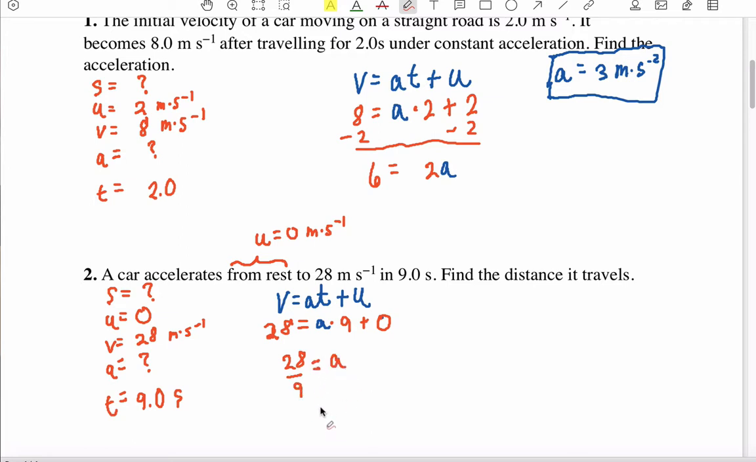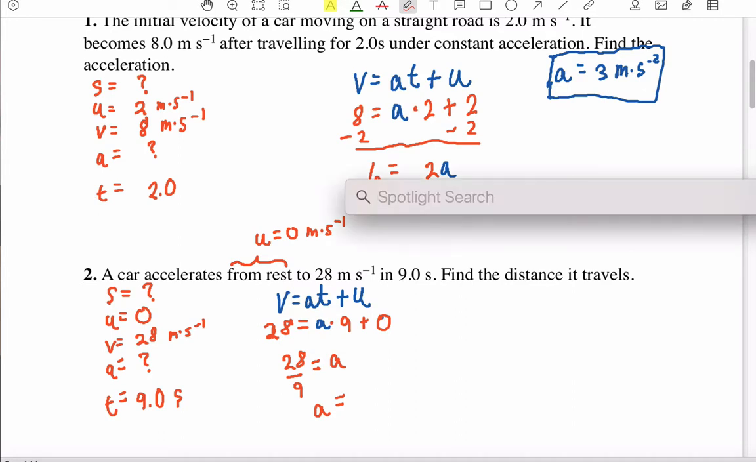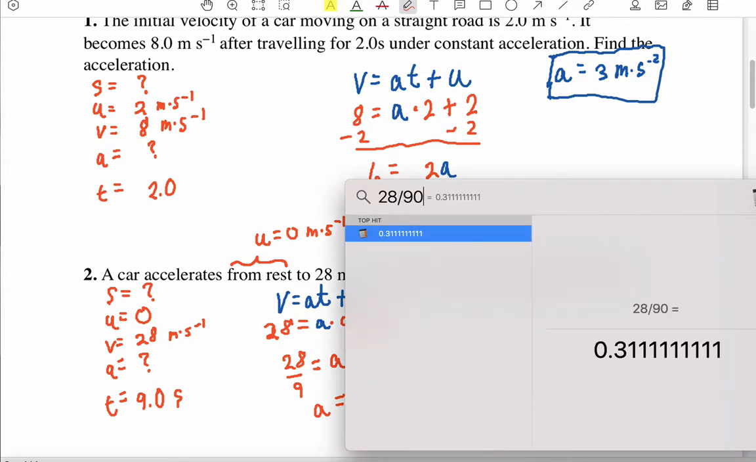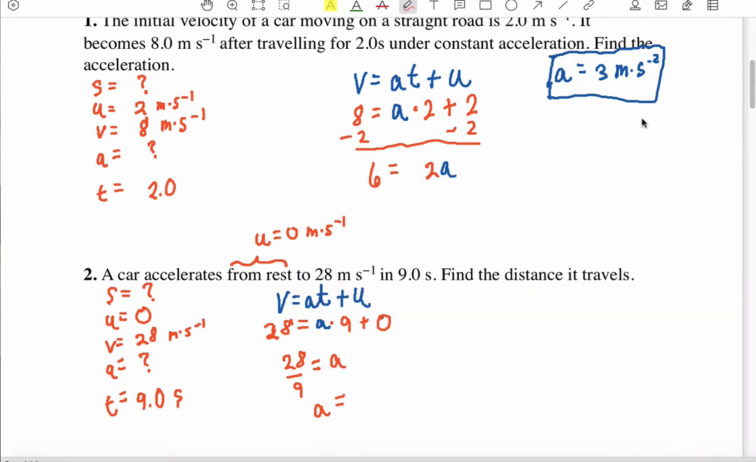I'm going to take that out to 2 decimal places. So 28 divided by 9, when I actually work that out, it's going to give me 3.1 meters per second squared. And now we can get the distance.